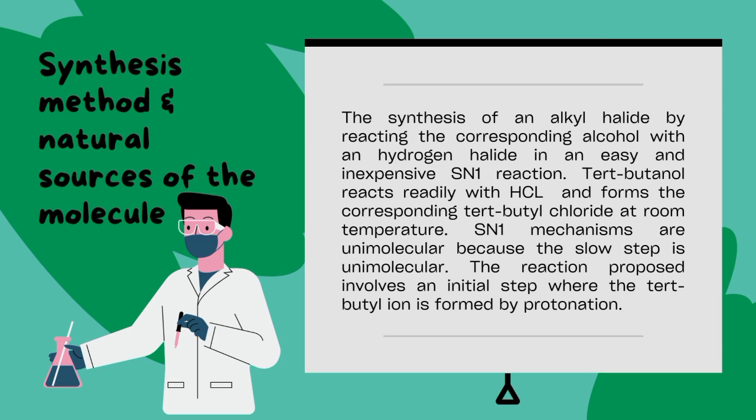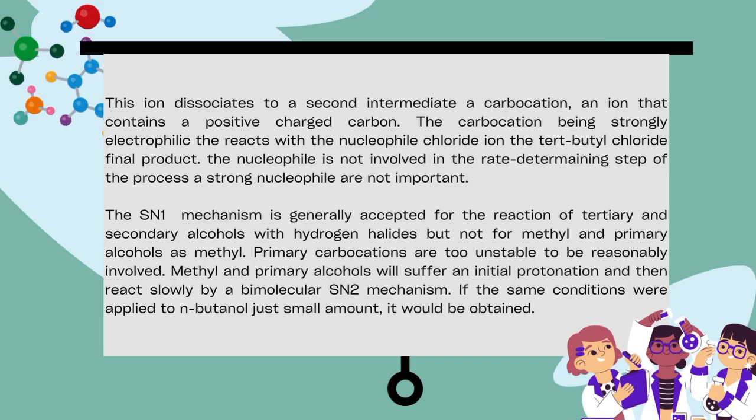The reaction proposed involves an initial step where the 3-butyl oxonium ion is formed by protonation. This ion dissociates to a second intermediate, a carbocation, an ion that contains a positively charged carbon. The carbocation, being strongly electrophilic, then reacts with the nucleophile chloride ion, giving the 3-butyl chloride final product. The nucleophile is not involved in the rate determining step of the process. A strong nucleophile is not important.